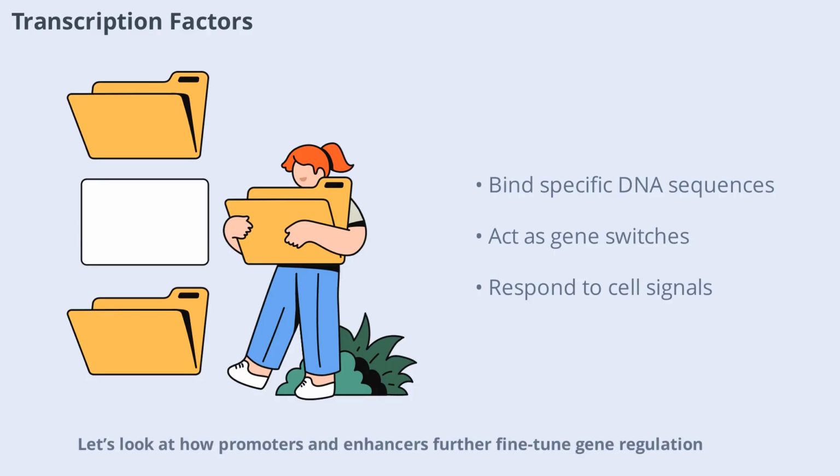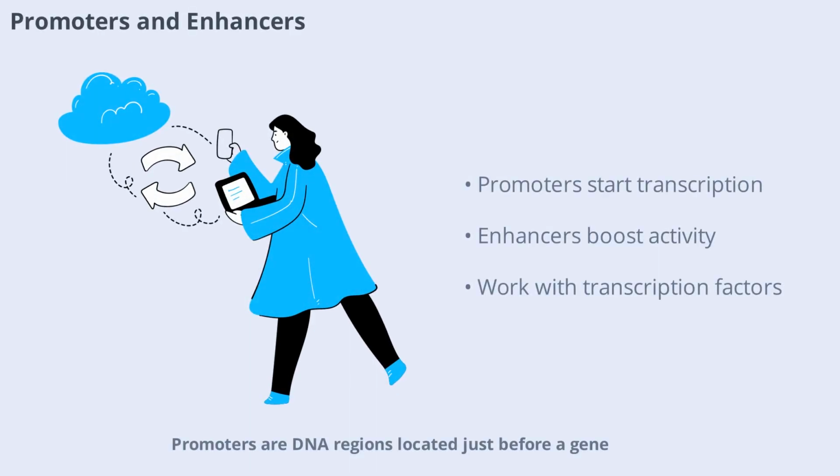Let's look at how promoters and enhancers further fine-tune gene regulation. Promoters are DNA regions located just before a gene. They serve as landing pads for the transcription machinery. Enhancers are distant DNA elements that can boost a gene's activity even from far away. Both promoters and enhancers work together, interacting with transcription factors to control when and how much a gene is expressed. This complex network allows for precise and dynamic regulation of gene activity.